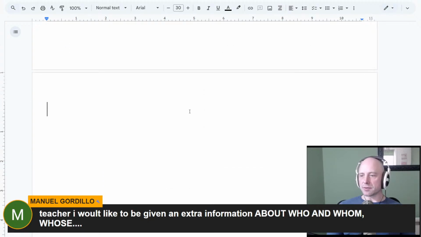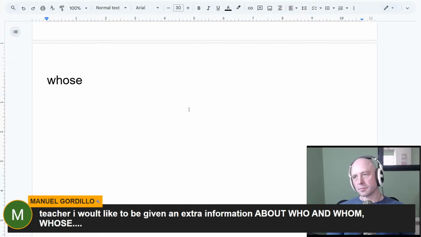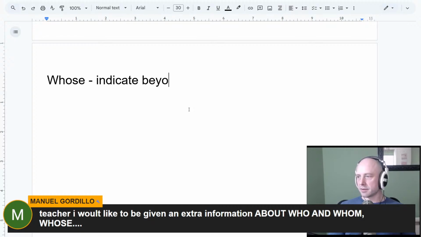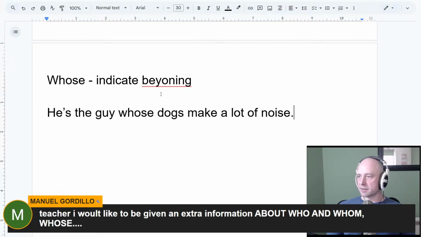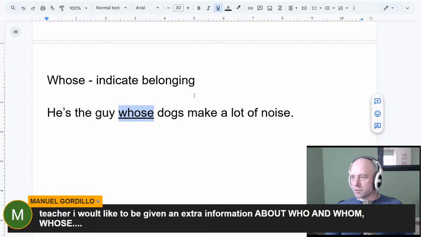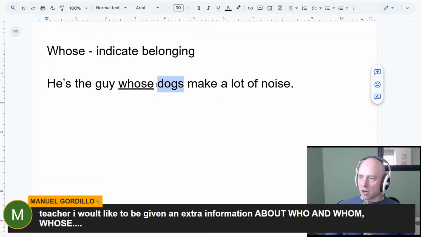Now, as for whose, whose is to indicate belonging. Like, he's the guy whose dogs make a lot of noise. So when we say whose, we're saying that the dogs belong to him. So that's when we use whose. He's the guy whose dogs make a lot of noise.